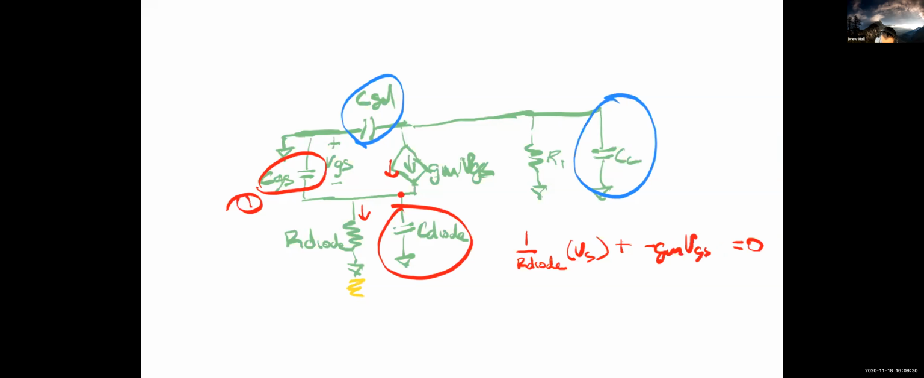VG in this case is equal to 0. And so we can directly calculate what VS is. Oh, excuse me, I forgot to put in a test source. So I'm going to put in a test voltage here.